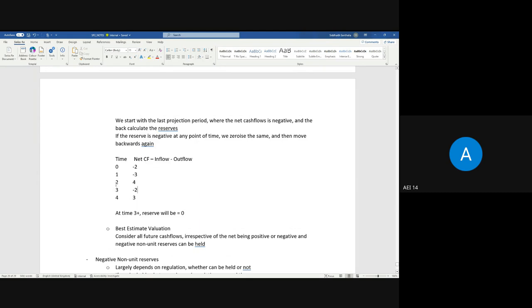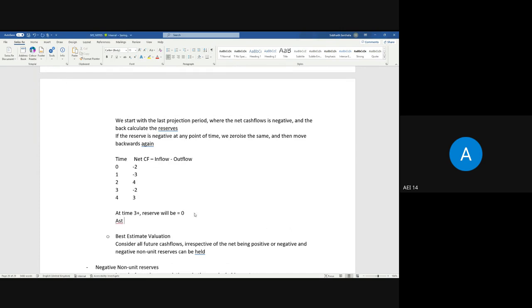Now, if I think about the start of time 2, I'll consider only the cash flow minus 2, because at time 3+ my reserve is already 0. So I'll just take back this cash flow of minus 2, one time period back. Assuming a 0 interest rate, if I discount it back by one year, it's minus 2. So at time 2+, what will be the reserve that I'll be required to hold? Minus 2, or 2, right? Because the reserve is outflow minus inflow. Yeah, reserve is 2.